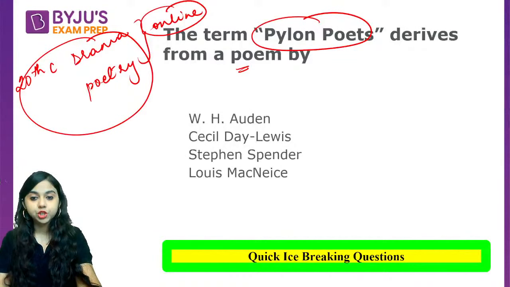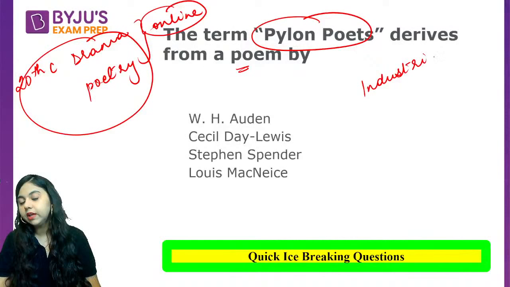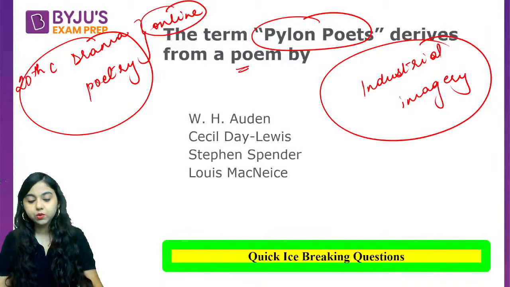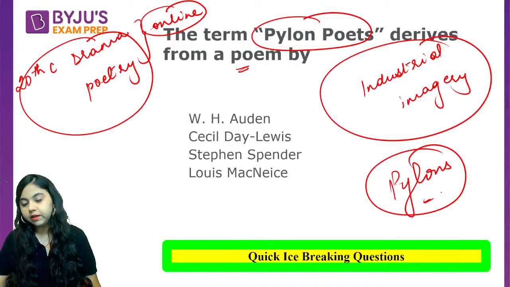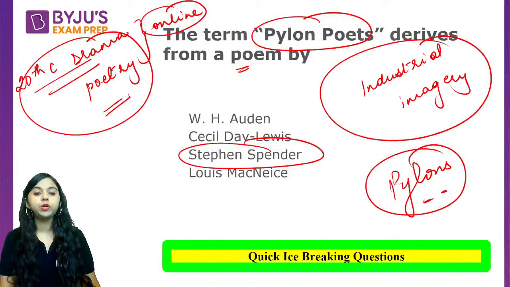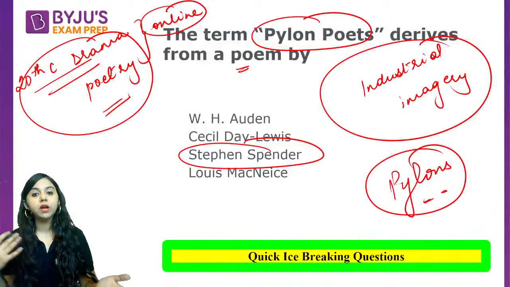The imagery that they are using is actually industrial imagery, and the group's name comes from the term pylons. Pylons was the name that was used by Stephen Spender. So for 20th century drama and 20th century poetry, if you've not made notes already, make concise notes right away. That will be an investment of time, and you'll see a lot of questions getting replicated here.